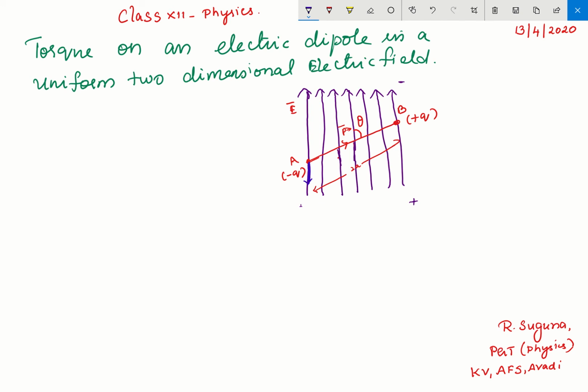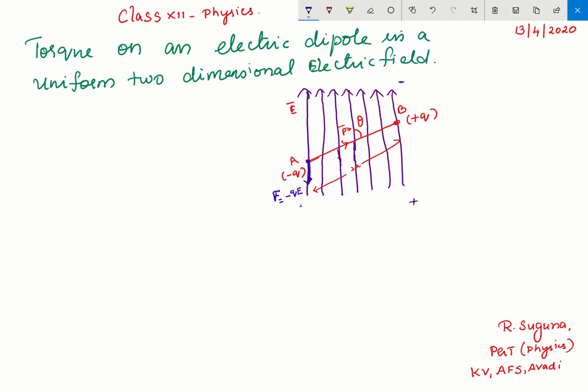Okay, therefore that force F, what is the magnitude of the force? The direction is in this direction. Is it downward from A? It is downward. And what is it? F is equal to minus QE. QE is the magnitude and minus, okay, why? Because the charge is negative.